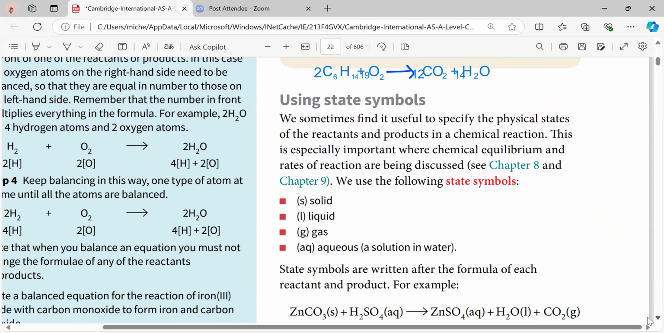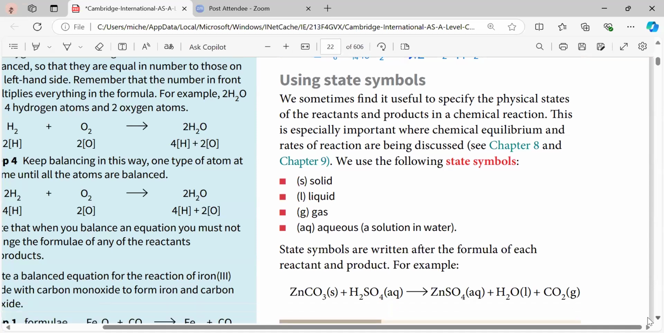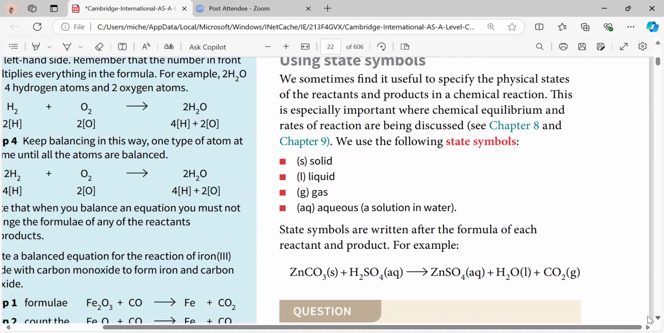We can identify whether that product is a solid, liquid, gas, or aqueous. This is a solution in water. I thought it was a solution of any kind, but yes, a solution in water. It's called aqueous. The symbol is AQ. Water is actually just liquid. It's not a solution, so that's why it's L for liquid. S is for solid. G is for gas, like I have said previously. This is one of the basics, the essential things that you need to know.